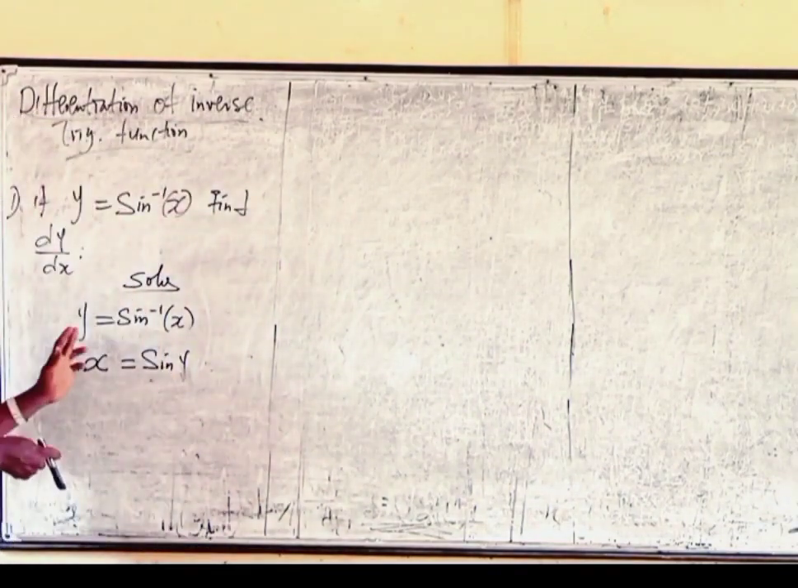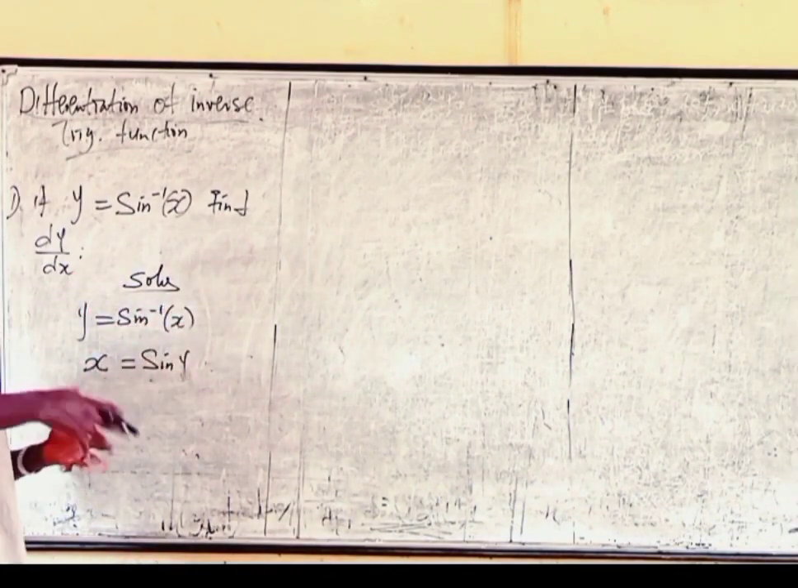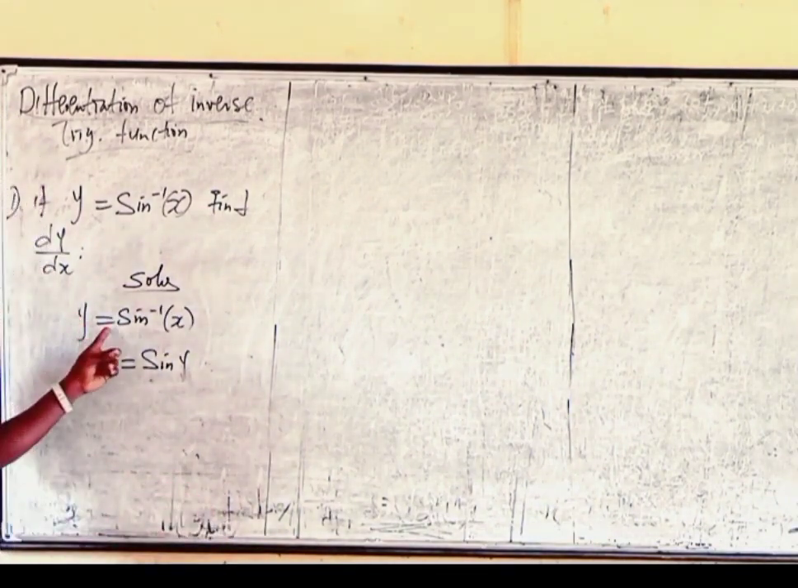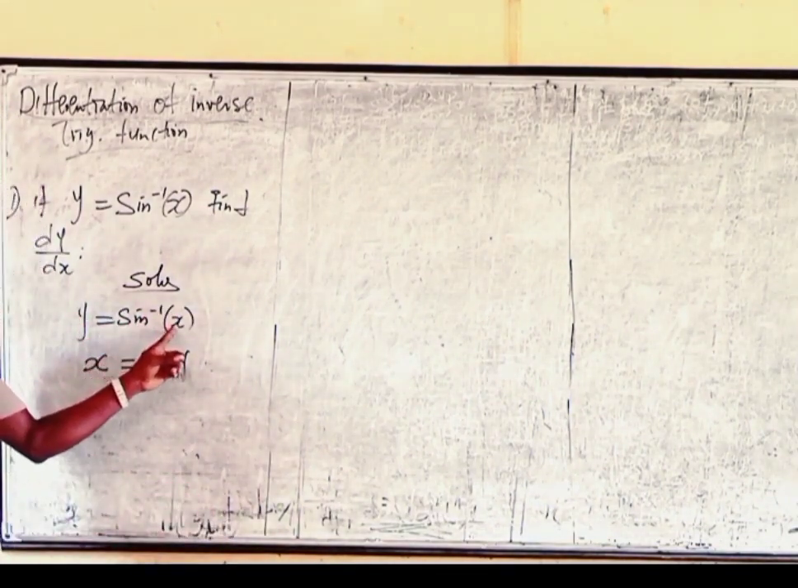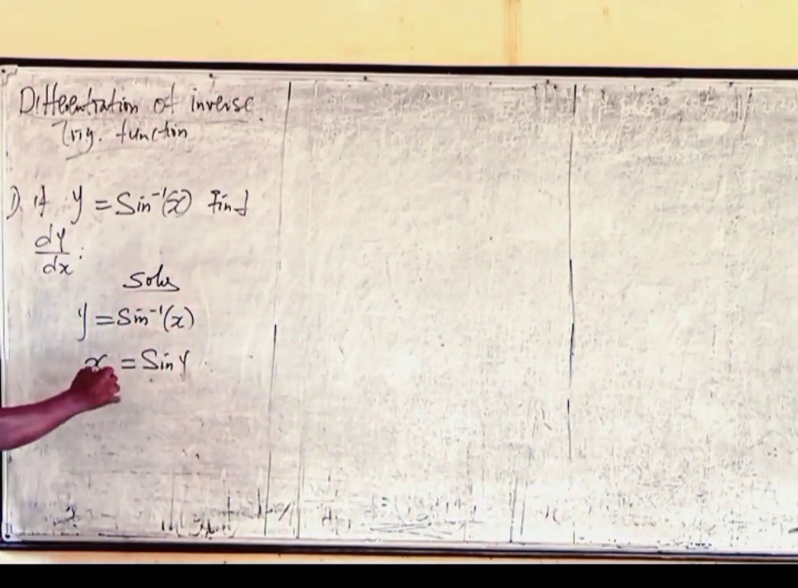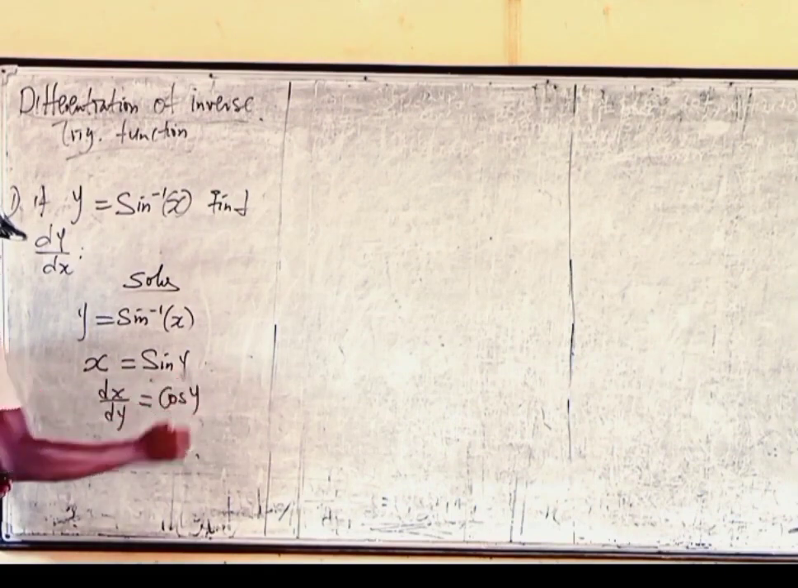Remember, if I say something like 0.5 is equal to sine x, then x is equal to the sine inverse of 0.5. The same way, if y is equal to sine inverse of x, it means that x is also equal to sine y without the inverse. So differentiating both sides, x with respect to y, we're going to have cos y.